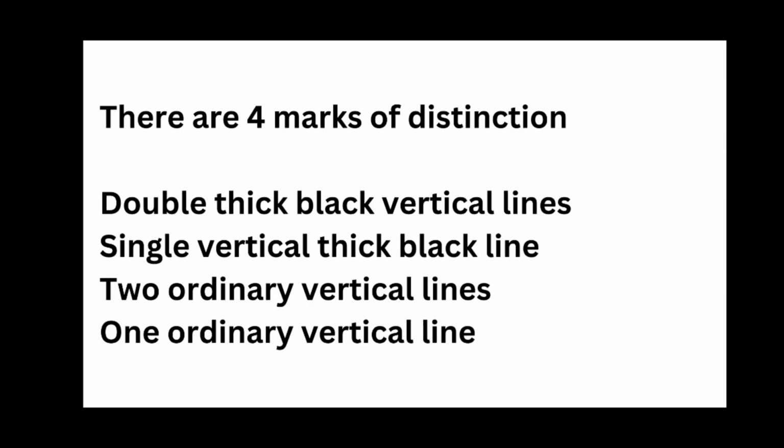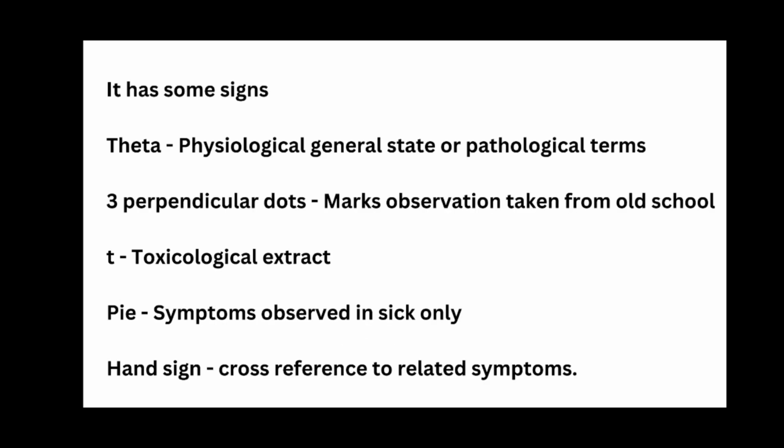There are 4 marks of distinction in Knerr's repertory: double thick black vertical lines, single thick black vertical line, 2 ordinary vertical lines, and 1 ordinary vertical line. And it has some important signs. Theta sign, it indicates physiological general state or pathological terms of the remedies.